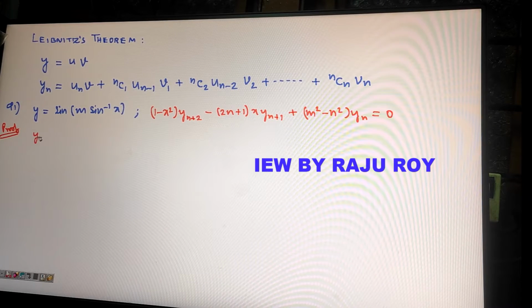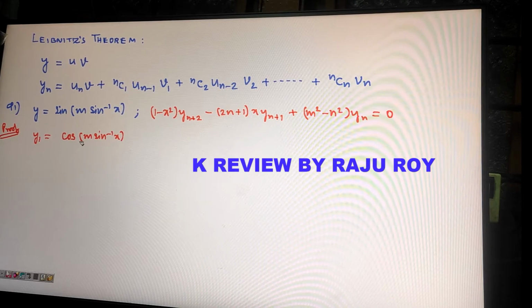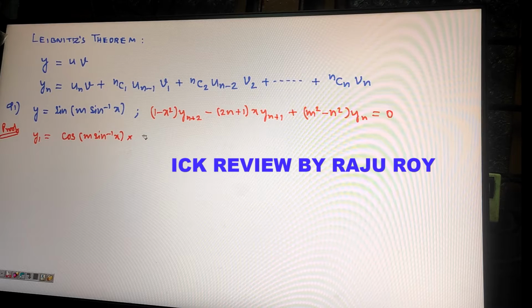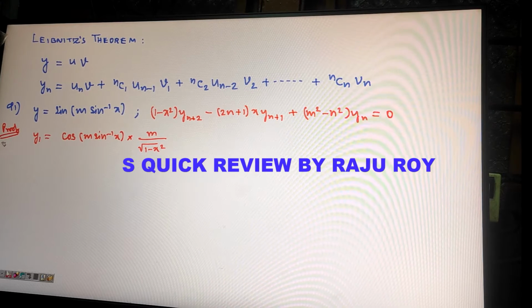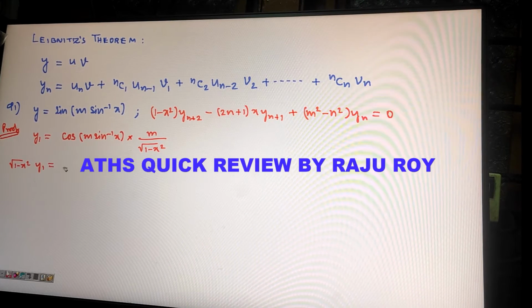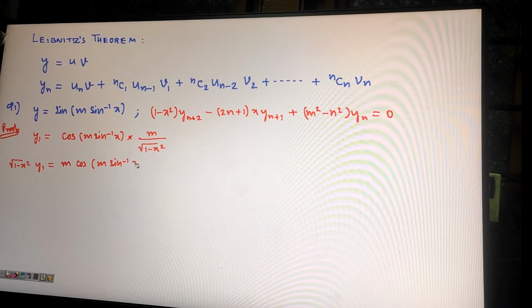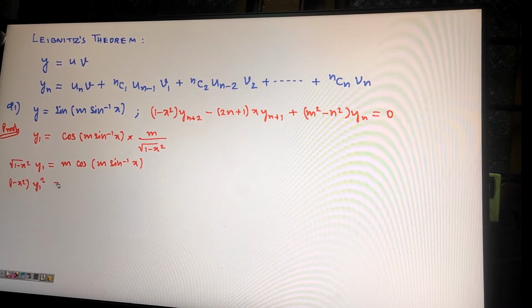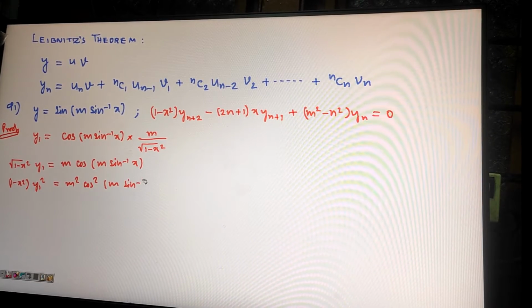So y1 is nothing but, for sine, the differentiation is cos of m sine inverse of x. Now for the argument, what will happen? The differentiation of m sine inverse of x is m over root over 1 minus x square. Is it? Okay, fine. Now I will multiply throughout by root over 1 minus x square. So root over 1 minus x square y1 is equal to m times cos m sine inverse of x, right? Now square it. So 1 minus x square y1 square is equal to m square cos square m sine inverse x.